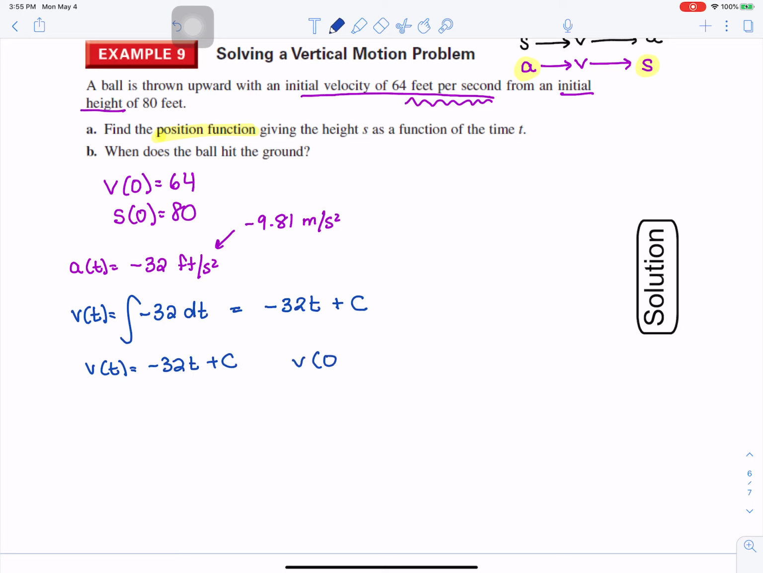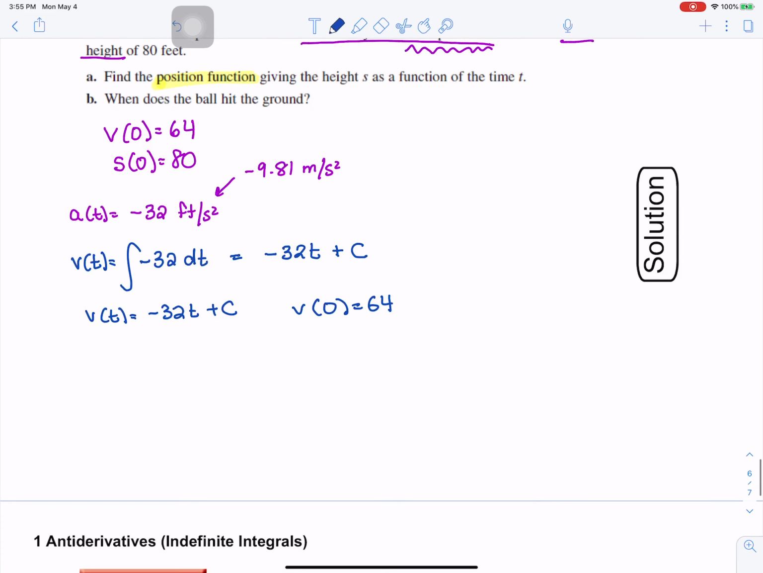My initial velocity is 64. So they've kind of hidden the initial condition in the question for me. So 64 is equal to minus 32 times 0 plus c. So c is equal to 64. So my velocity function is negative 32t plus 64.